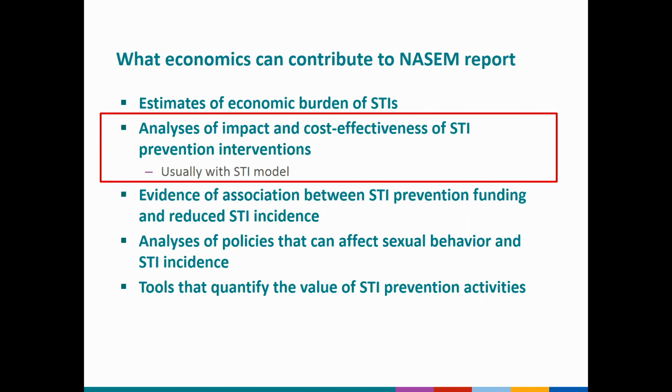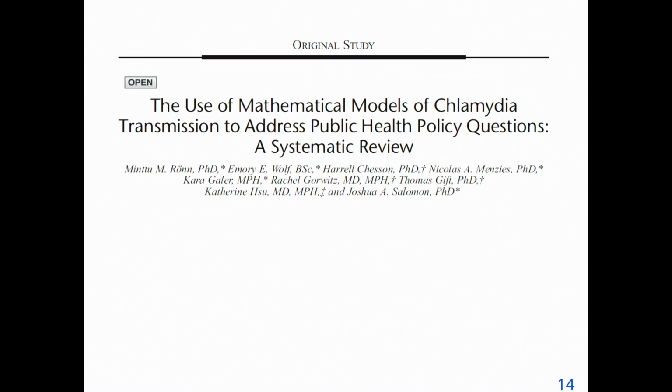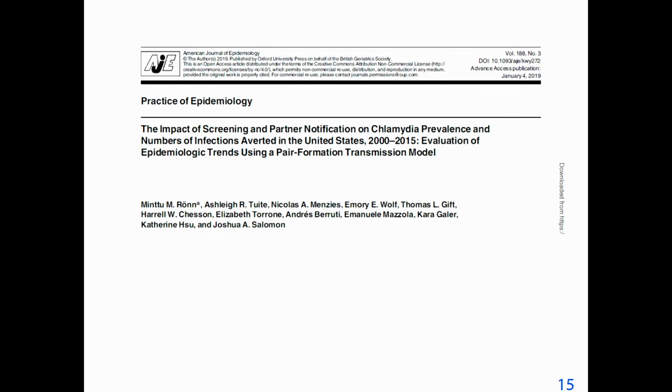The field of economics can also contribute to the report in terms of the analyses of the impact and cost effectiveness of STI prevention interventions. These are usually combined with STI transmission models. There's a lot of these out there. There are special issues devoted to this. There are reviews of the models behind these. There was recently a modeling paper that estimated the impact nationally of chlamydia screening over the last 15 years. And as Dr. Kalishma said in the previous presentation, I didn't know we had a meta-analysis of meta-analyses. So there's a lot of these reviews and evidence out there.